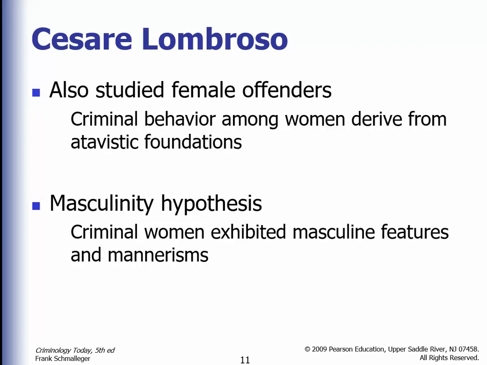Lombroso also studied females, basically suggesting that female offenders, again, had atavistic foundations, and he had the masculinity hypothesis that said that criminal women exhibited masculine features or mannerisms. So turn that around, and he would believe that if you saw a female who looked more male, she was more likely to be a criminal.